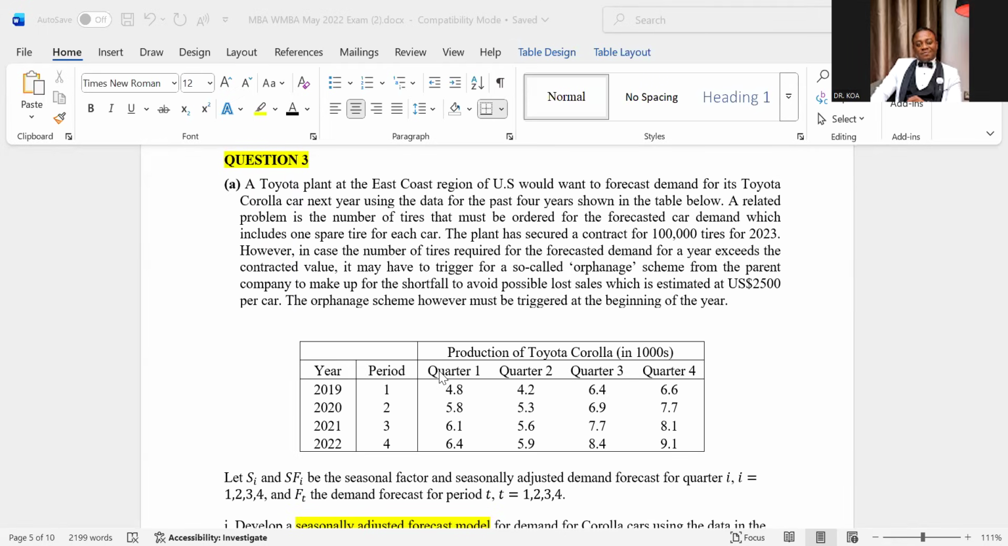Yeah, and then for the quarterly demand, quarter 1, 23.1, quarter 2, 21, quarter 3, 29.4, quarter 4, 31.5. Thank you. Did you use Excel? Yes, sir. Never do it.